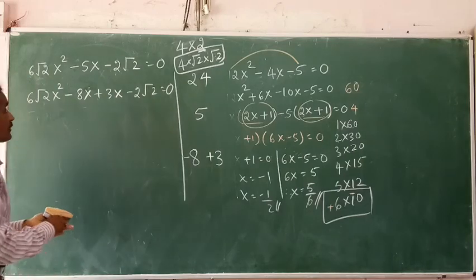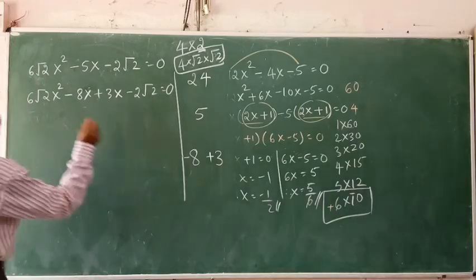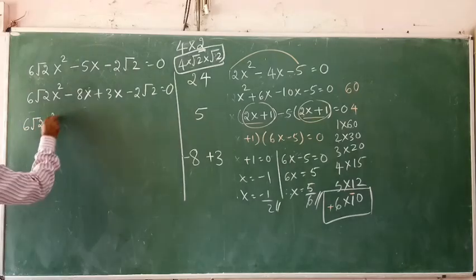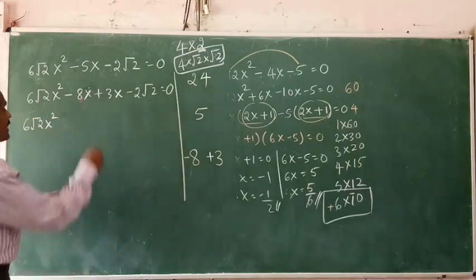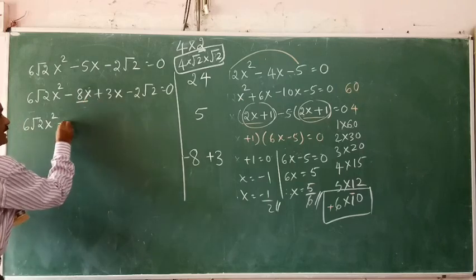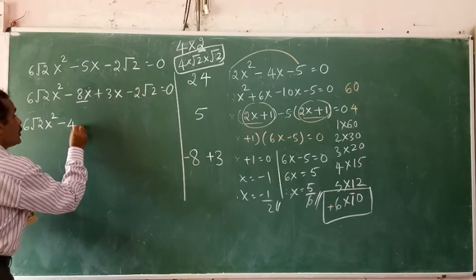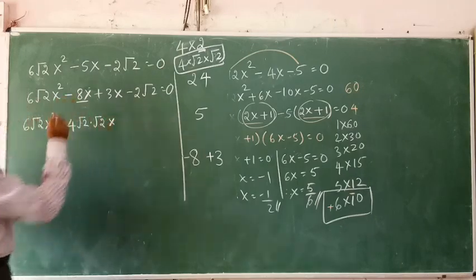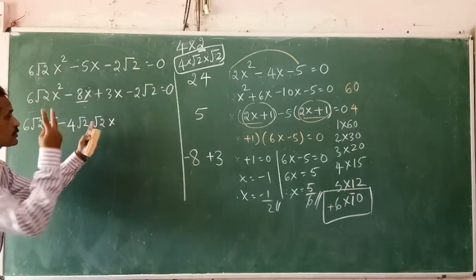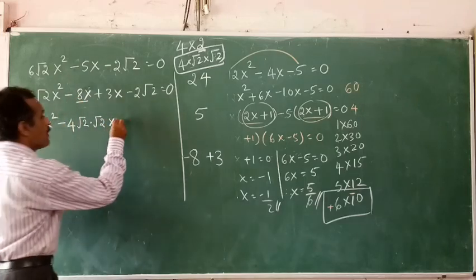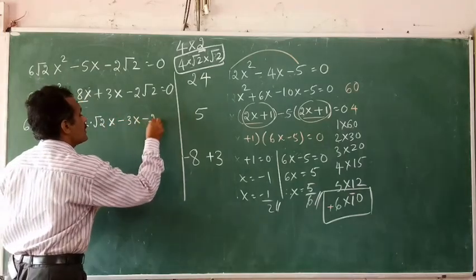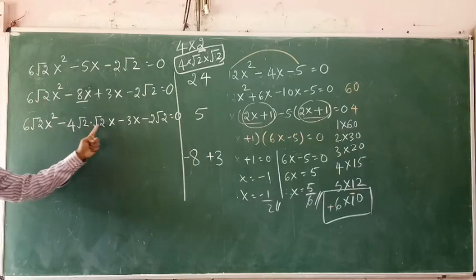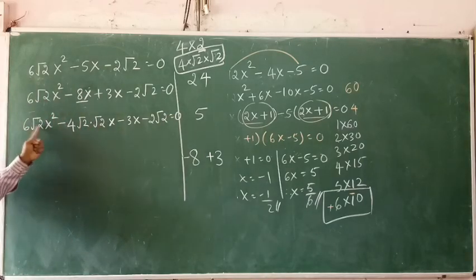How to write now? I will write this as 6 root 2 x square. This 8x I will break like this: minus 4 root 2 into root 2 into x. Root 2 into root 2 is 2. 2 4s are 8. Minus 3x minus 2 root 2 is equal to 0. This has to be written like this because 1 root 2 is here.